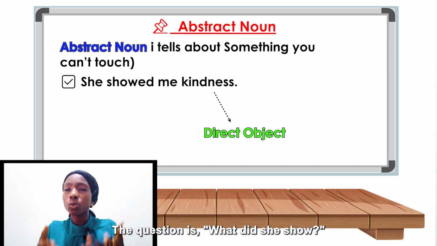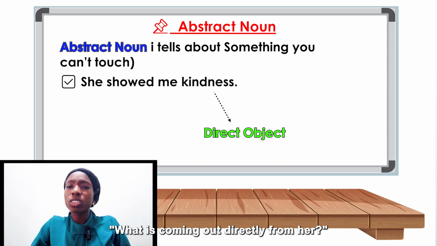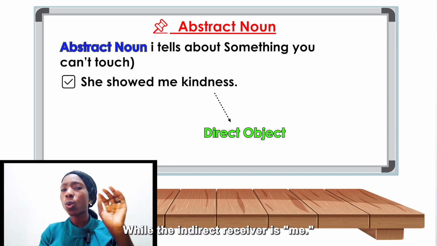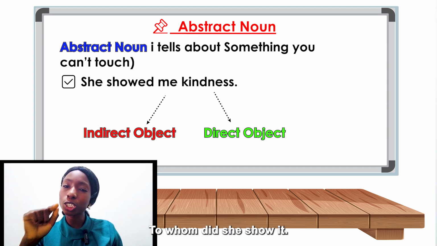The question is, what did she show? What is coming out from her? What is coming out directly from her? It is kindness. While the indirect receiver is me. To whom did she show it?